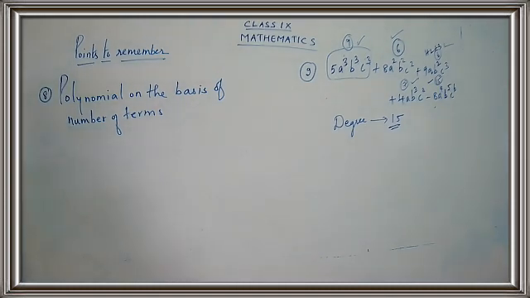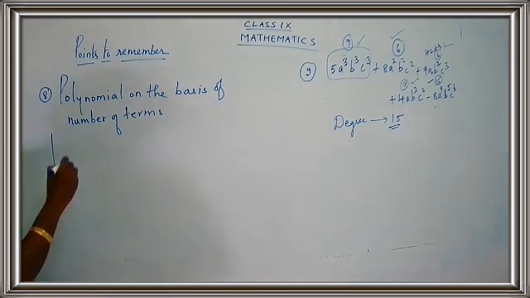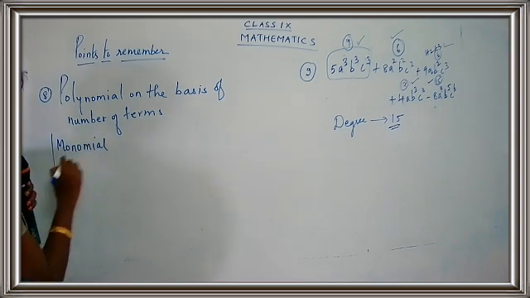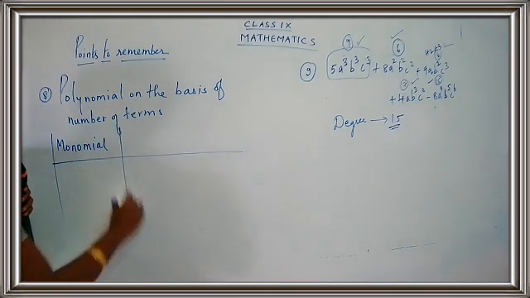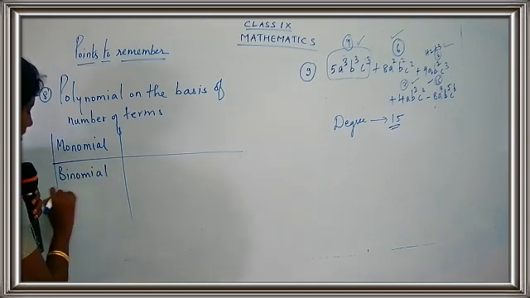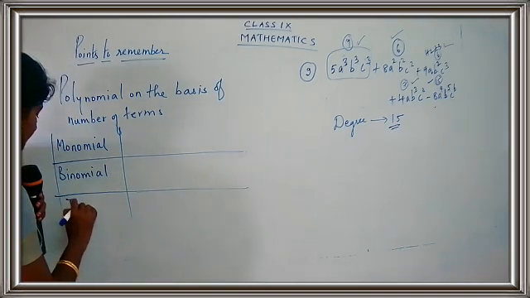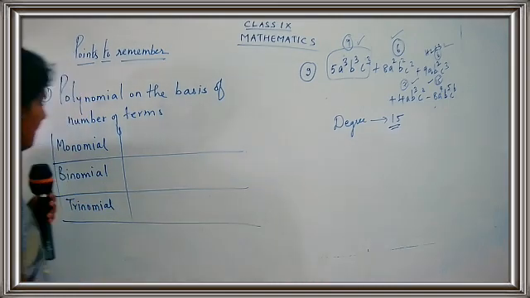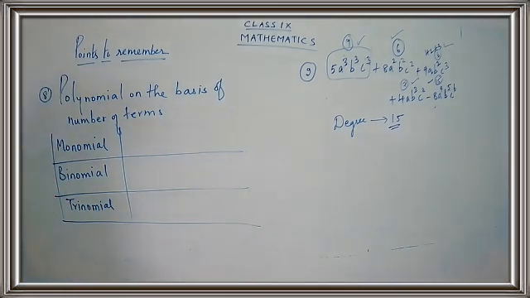So polynomial on the basis of number of terms. Okay, have you taken down the heading? So now what you are going to do is make a column over here. The first one is monomial. Next one, let's write down binomial. And the last one is trinomial. Monomial, binomial, trinomial.